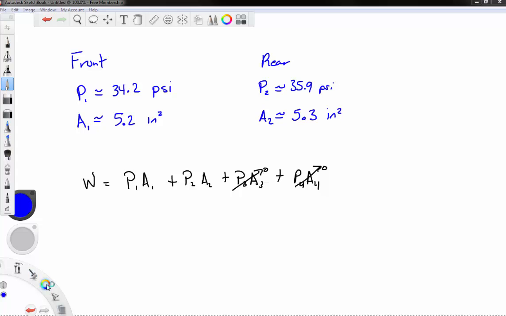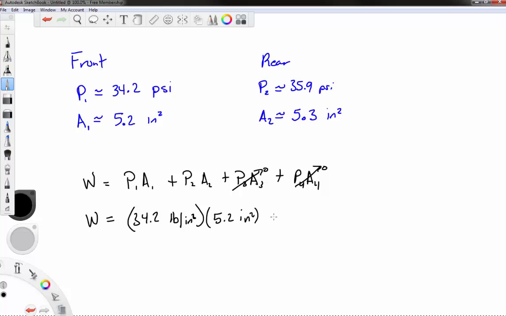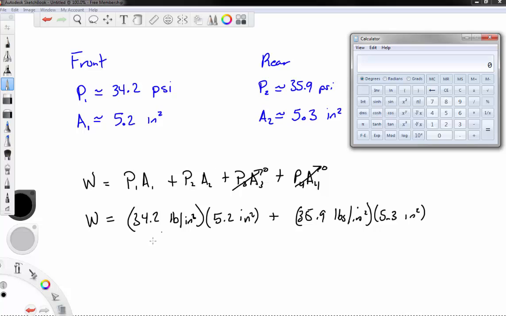P2 and A2 would be the rear tire. So what I need to do here is say that the weight is 34.2 psi, which is the same as pounds per square inch, times those 5.2 square inches, and then to that we add 35.9 pounds per square inch, times 5.3 square inches, and then these other two terms are zeros.